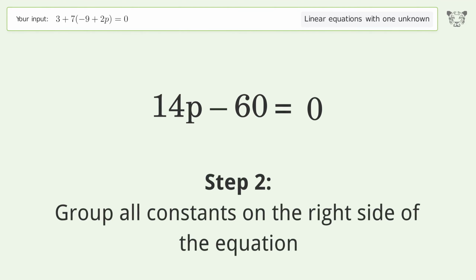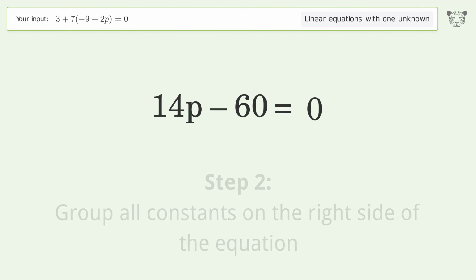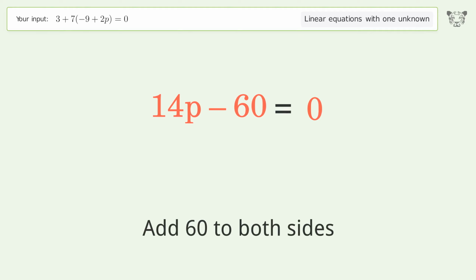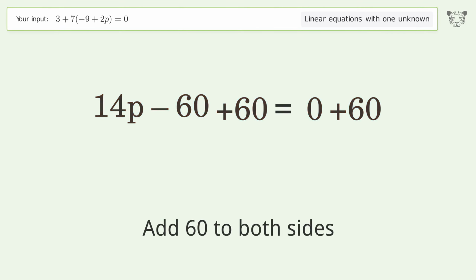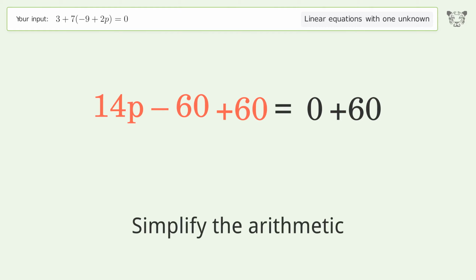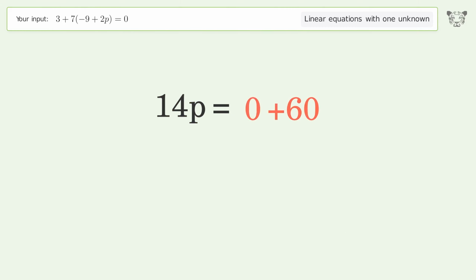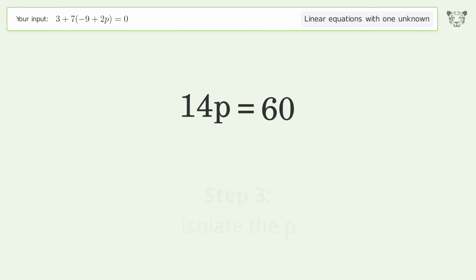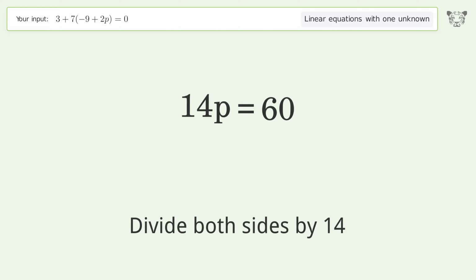Group all constants on the right side of the equation. Add 60 to both sides. Simplify the arithmetic. Isolate the p. Divide both sides by 14.